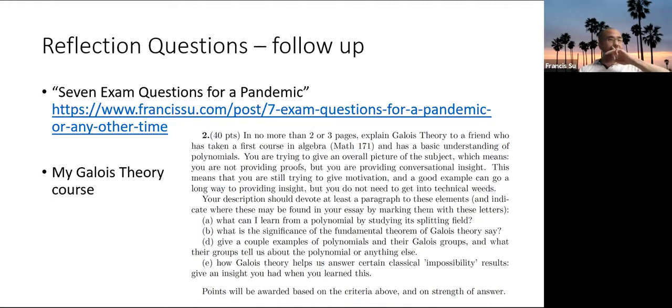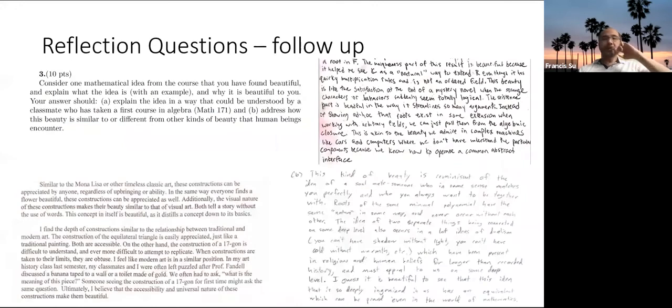Next slide, which is I think the last slide. You won't be able to read all these answers, and I just thought I'd show you the kind of richness of answers that I might get for a question like this. So another question I used on the same final exam was: consider one idea from the course that you found beautiful and explain what the idea is and why it's beautiful to you. And again, I gave them specific things that I'm looking for in the answer. It should A, explain the idea in a way that could be understood by a classmate who's had a first course in algebra, and B, explain how this beauty is similar to or different from other kinds of beauty.